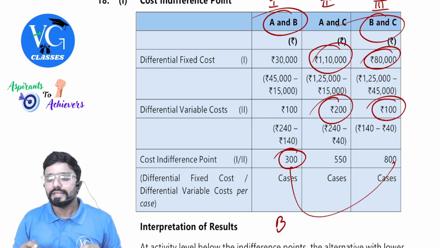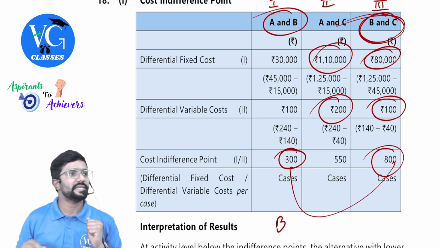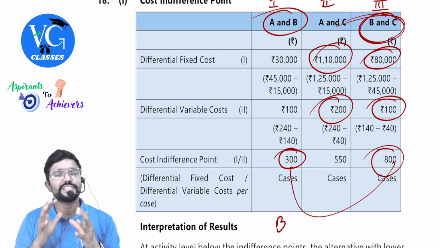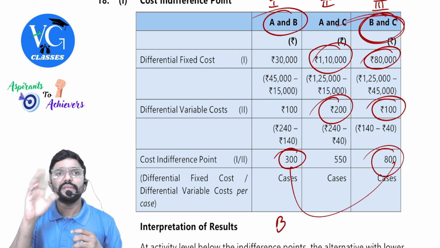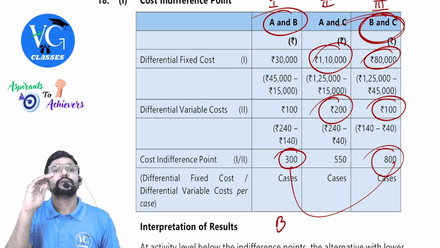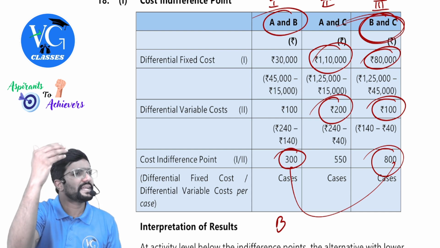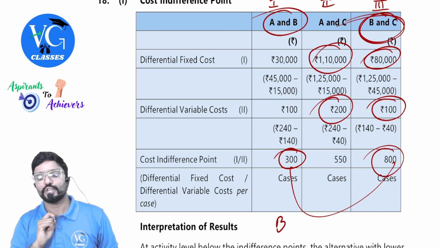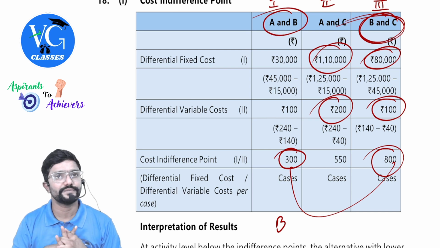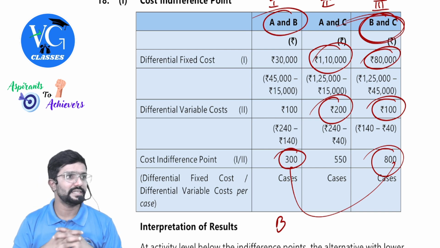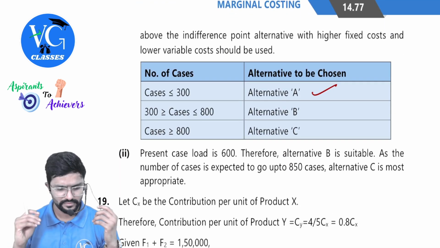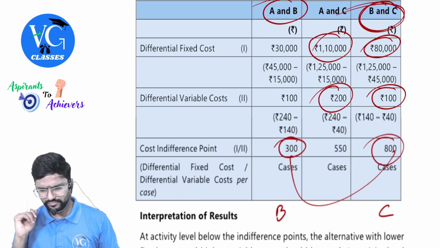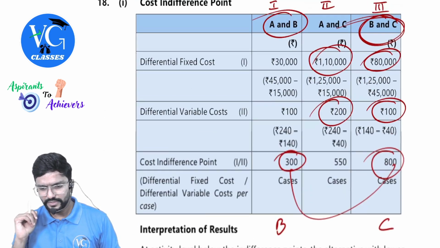Now, let me choose between B and C. If it is less than 800, between B and C, which one will I choose? Which is having higher variable cost per case and lower fixed cost? C. So between B and C, I went for C. So that means, less than 800 only.